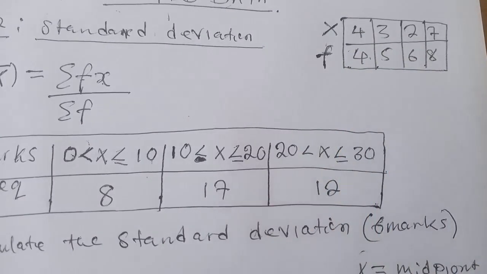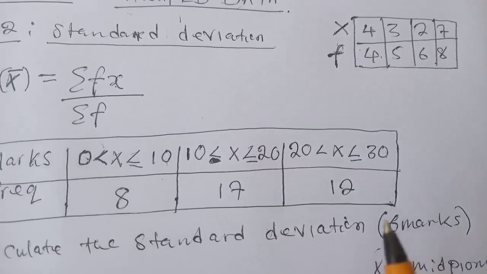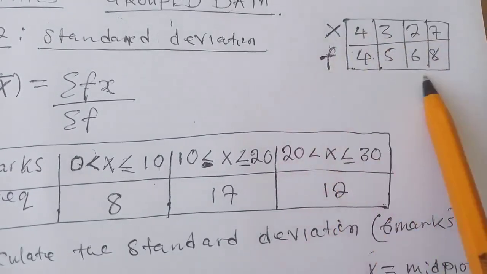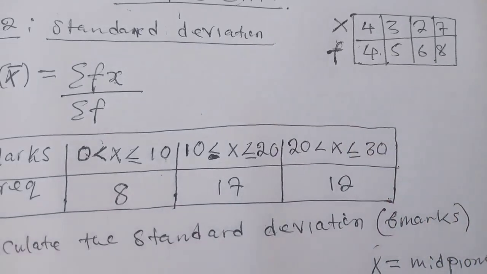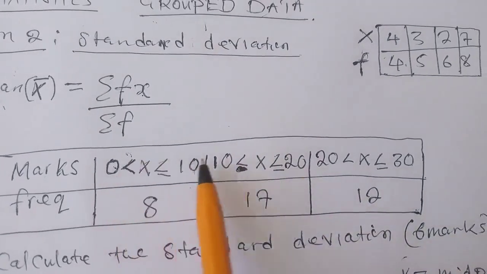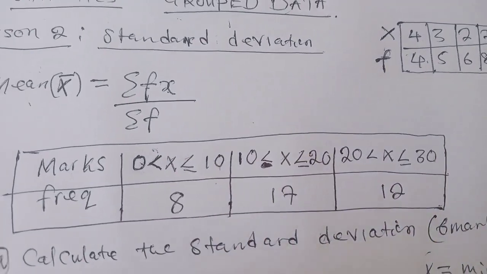Okay, so you need to ask yourself, how do you make that table? So I said that this one on top, it is the midpoint. Then this one is the frequency. So we'll make a table. It has 1, 2, 3 like that. So a table, it is like this.